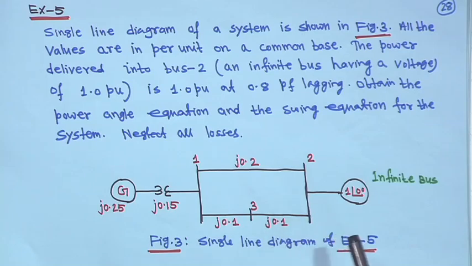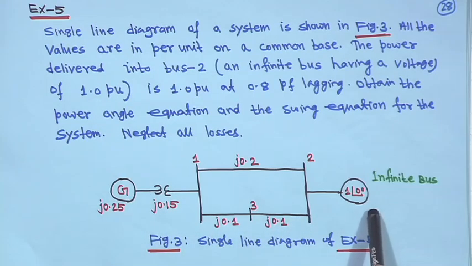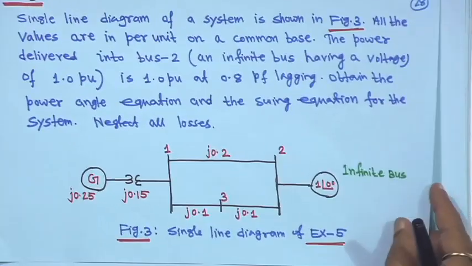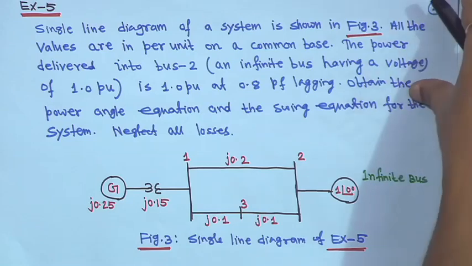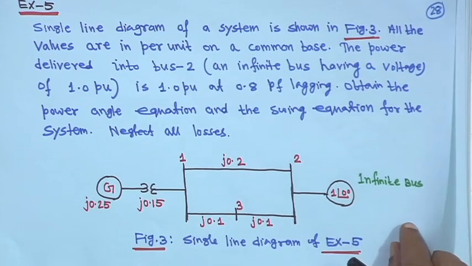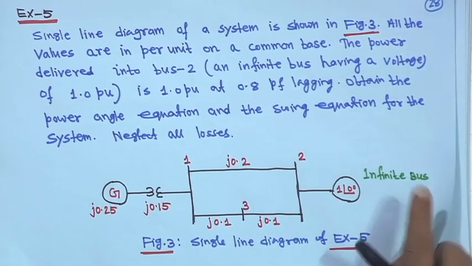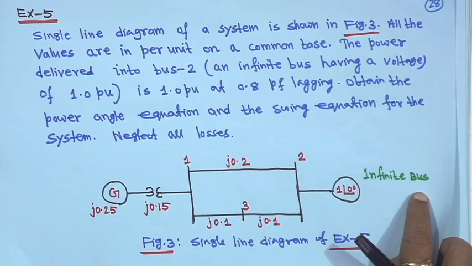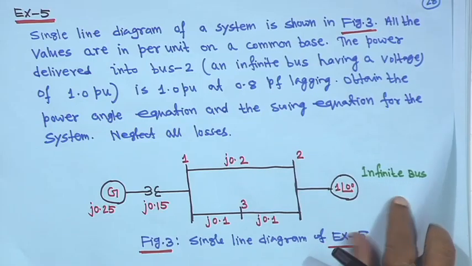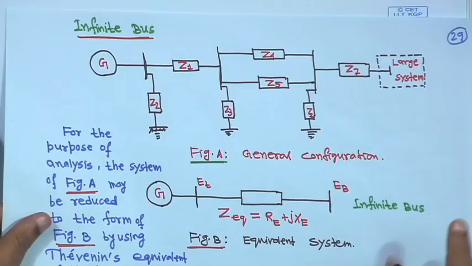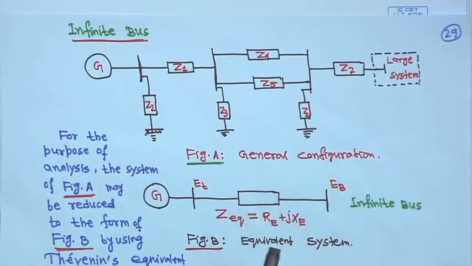So, this diagram is given, this is a generator and this is an infinite bus. Now, before solving this problem, let us try to understand what an infinite bus is. Generally, we know that an infinite bus means voltage magnitude and its angle both will remain constant, but what does it mean? So, first we will see what an infinite bus is, and then we will solve this problem, then things will be understandable for all of us.